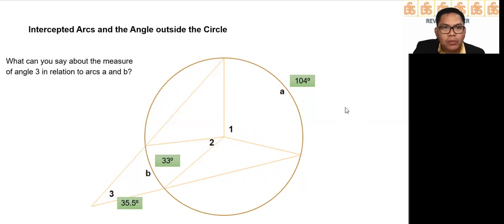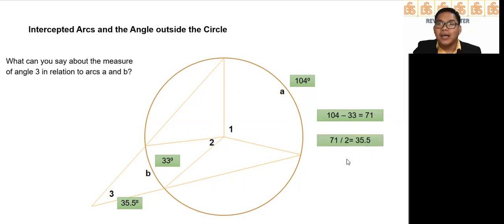But wait, what will happen if I subtract 104 and 33? I will get 71. Is 71 now related to 35.5? Yes, maybe, because 71 divided by 2 is 35.5. Therefore, I can see that when I subtract the bigger arc and the smaller arc, and divide the difference by 2, I will get the measurement of the angle outside the circle.